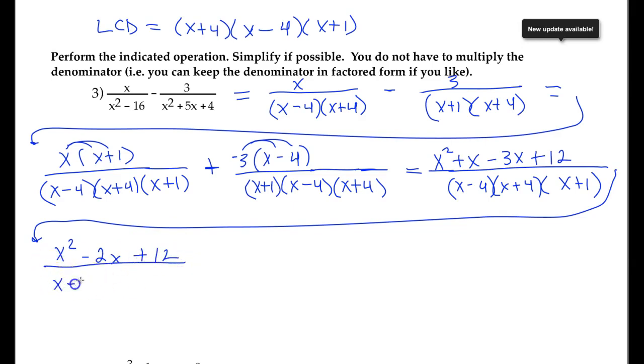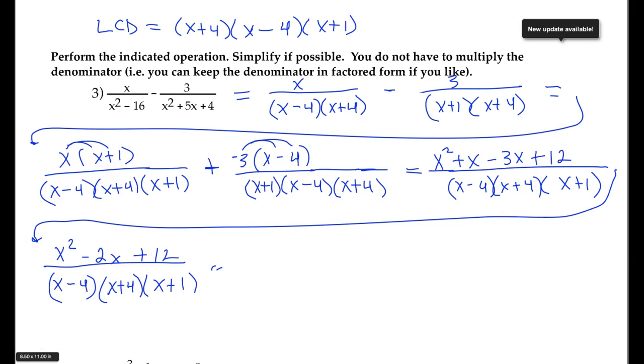And we'll put all that under x minus 4 times x plus 4 times x plus 1. Again, there's no need for you to multiply out the denominator here. And if you tried to factor the numerator, you would see that you wouldn't have anything that would work to reduce with any factor in the denominator. So you just want to leave it like how you see it. Okay, so this is your final answer.